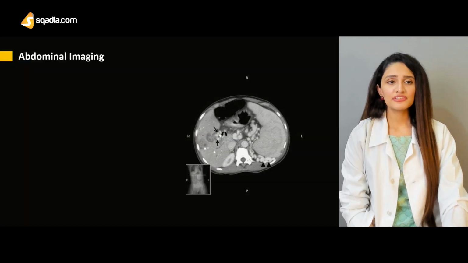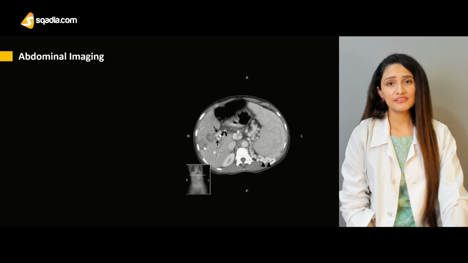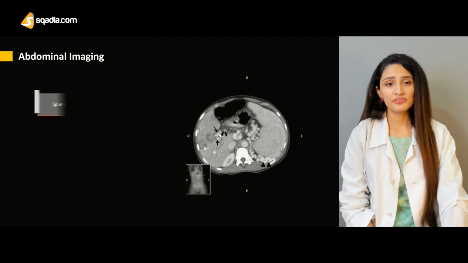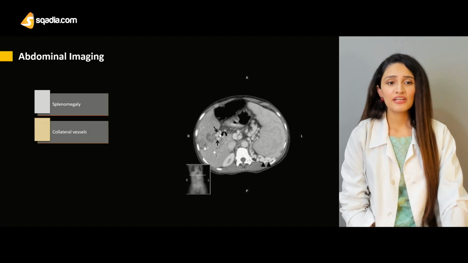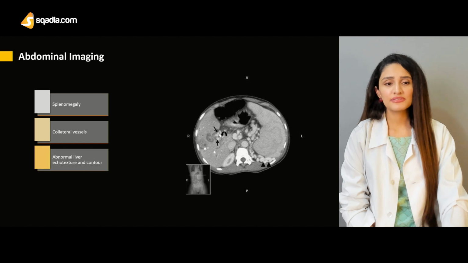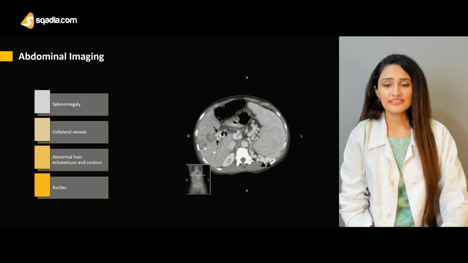So if we talk about abdominal imaging, what are the things that we would be able to find on a CT report? Splenomegaly will be very, very noticeable. Collateral vessels will be noticeable, abnormal liver echotexture and contour, and ascites.